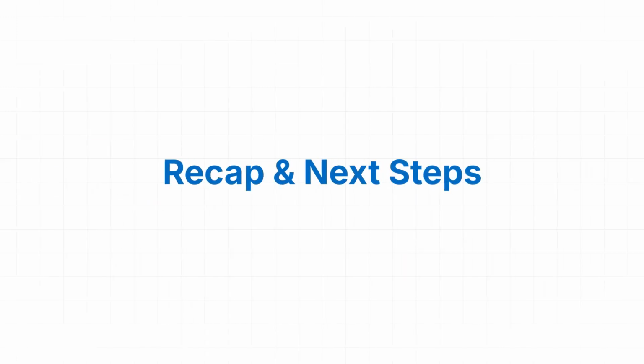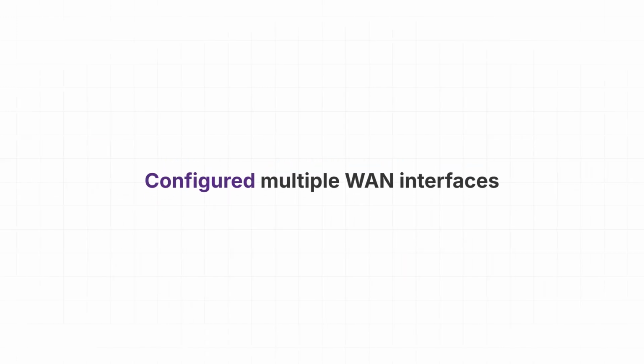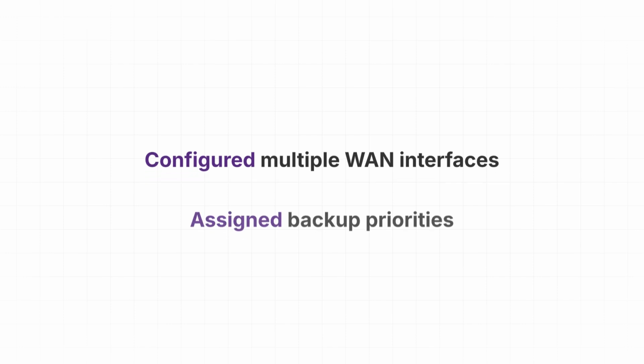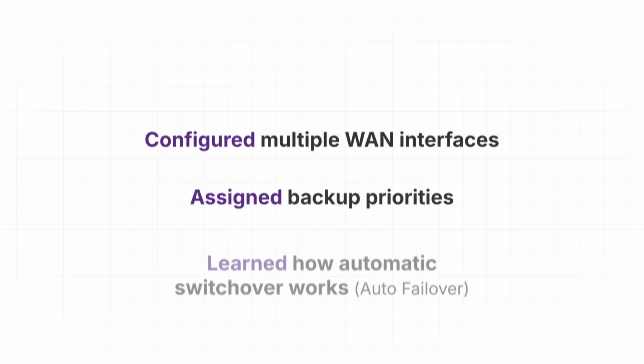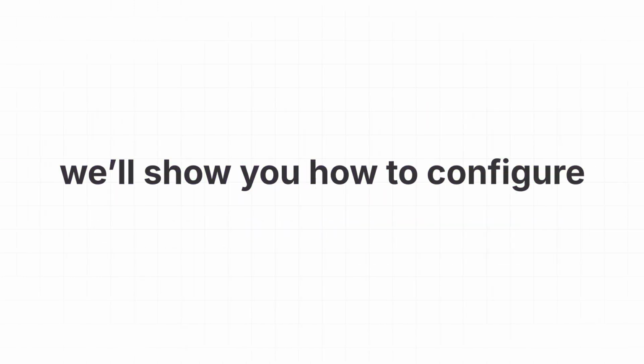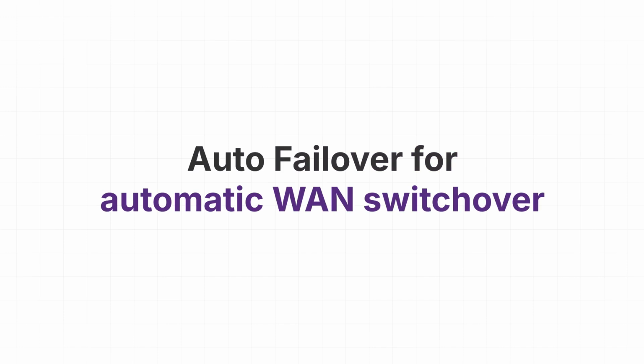Recap and next steps. We configured multiple WAN interfaces, assigned backup priorities, and learned how automatic switchover works. In the next video, we'll show you how to configure Auto Failover for automatic WAN switchover.